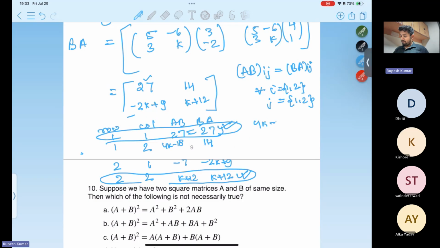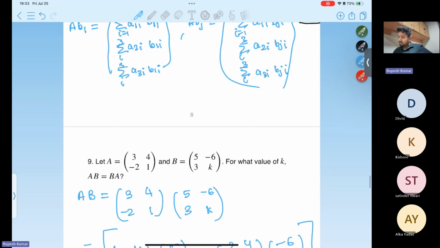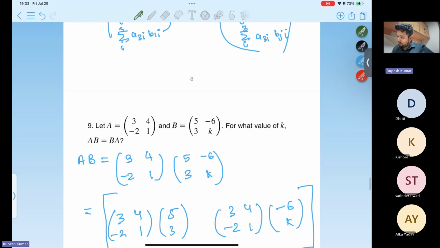So this says 4K minus 18 equals to 14, right? So you can say K equals to 32 by 4, which is 8. And then the third equation says minus 2K plus 9 equals to minus 7, right? So this says K equals to 8. So for K equals to 8, the answer is K equals to 8. For K equals to 8, AB equals to BA.